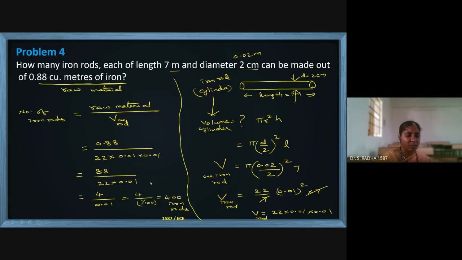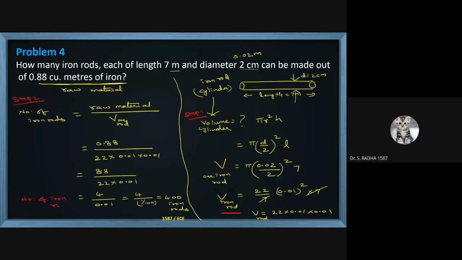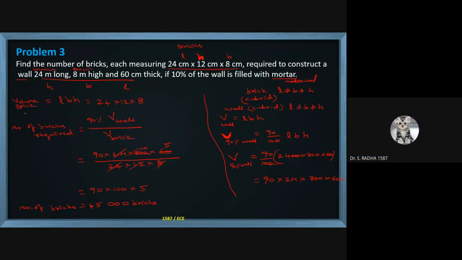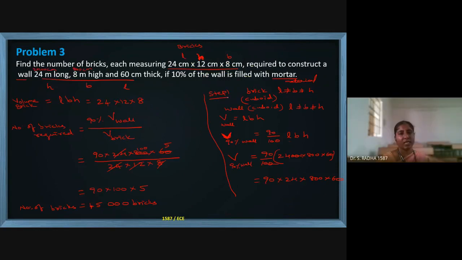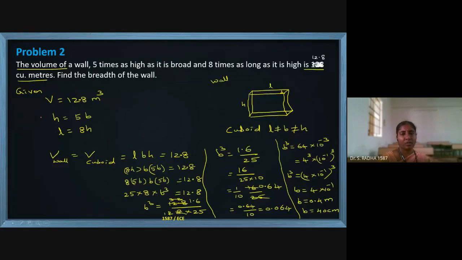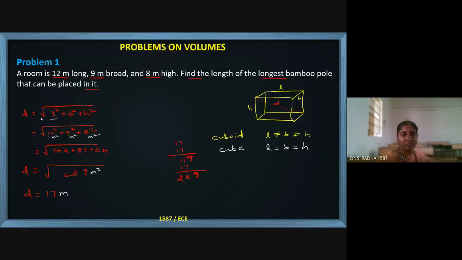Okay. This is about the number of iron rods. This is step 1, we are calculating. This is step 2, we are calculating. In step 1 we found one single iron rod volume. In step 2 we substituted to find how many can be prepared. Okay, 400 iron rods can be prepared. Here also, in step 1 we calculated 90%, then in step 2 the volume of brick, then the number of bricks in step 3. So we have come in the normal fashion.